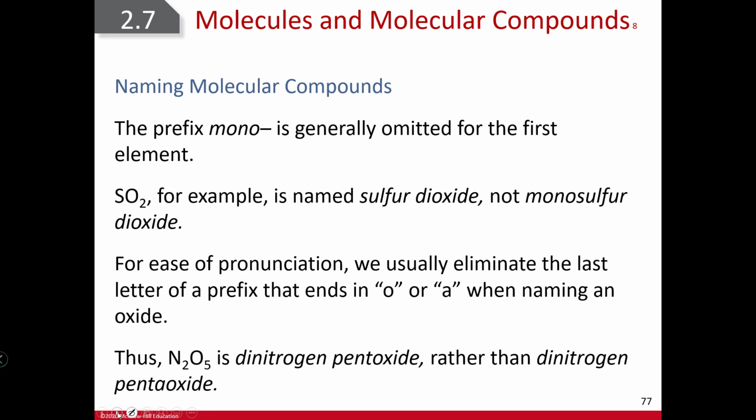All right, so what I was just saying, for ease of pronunciation, we usually eliminate the last letter of the prefix that ends in O or A when naming an oxide.